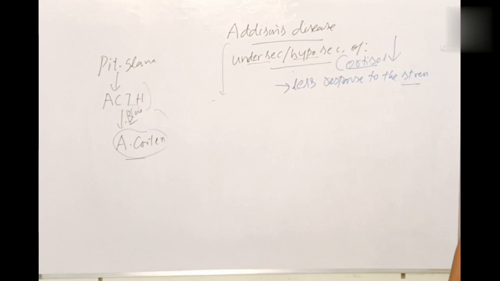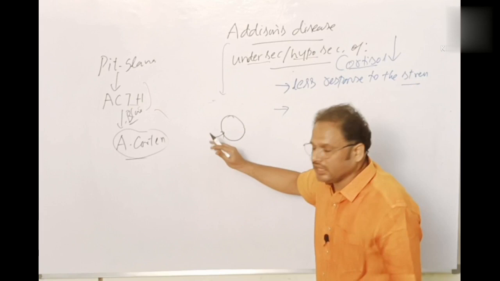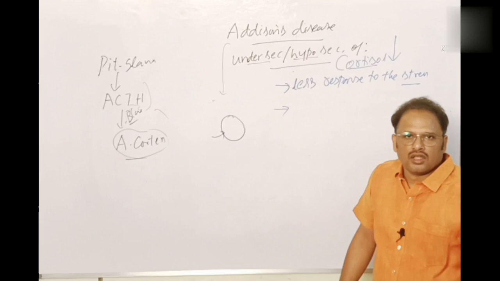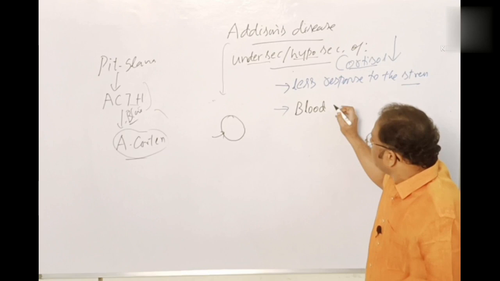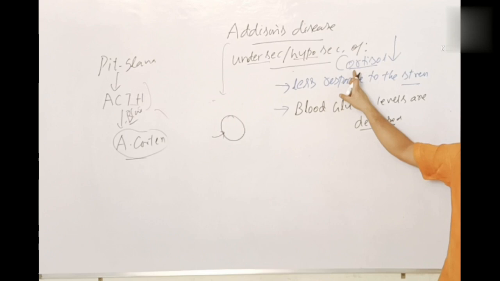Isn't it? And because of the less response to stress, what happens? The body cells are taking very less quantities of glucose because there is no response to stress. That's why the body cells take very less quantities of glucose. So what happens? The blood glucose levels are decreased, because of the influence of which one? Lessened secretion of cortisol. Blood glucose levels are decreased.